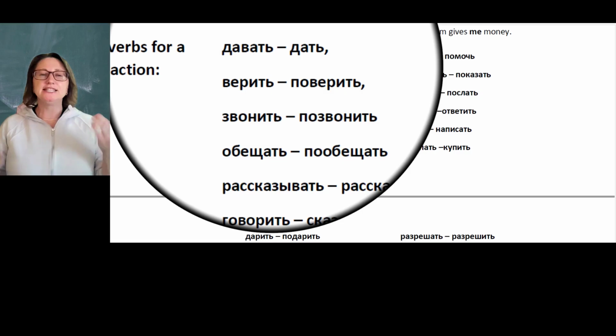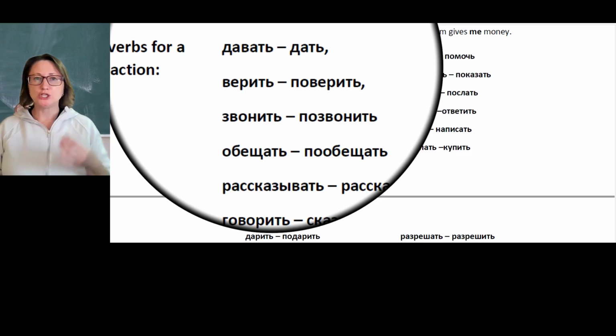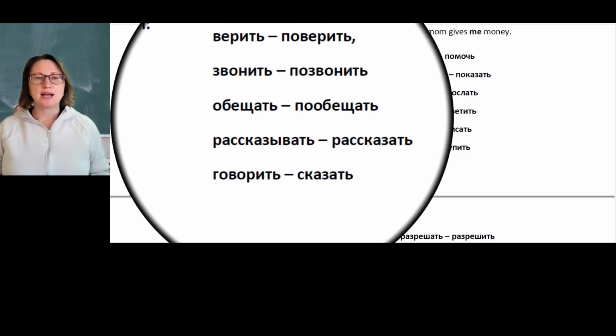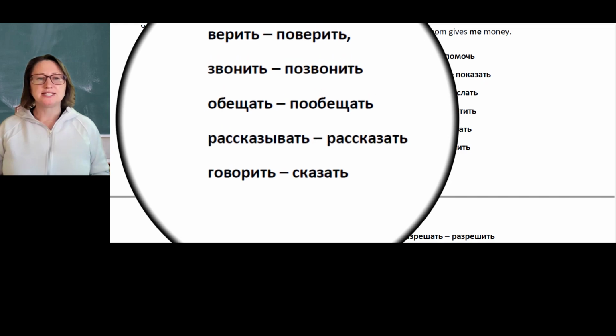So here we have давать, дать, which means to give. And whoever we give something to is dative. Next one is верить, поверить, to believe. Whoever we believe or don't believe is going to be dative. Звонить, позвонить, to call on the phone. Whoever we give a call to is going to be dative. Обещать, пообещать, to promise something to. Whoever we promise something to is dative.